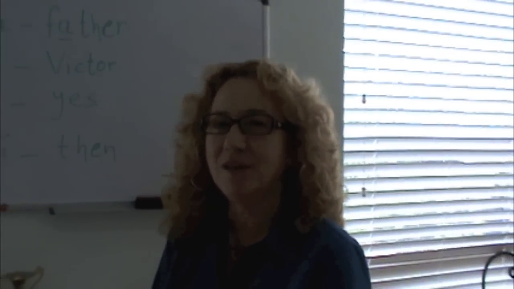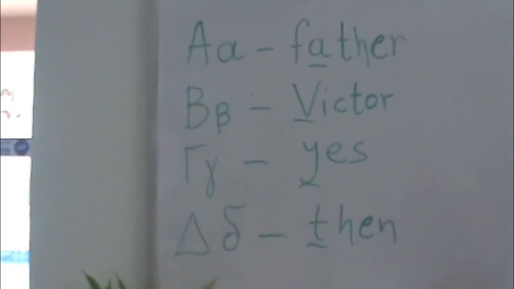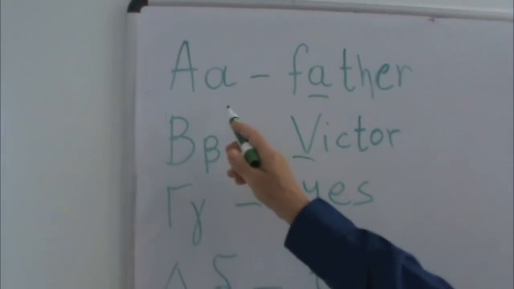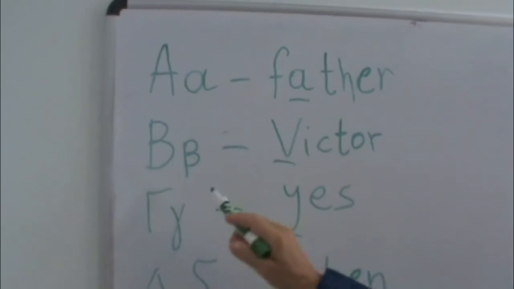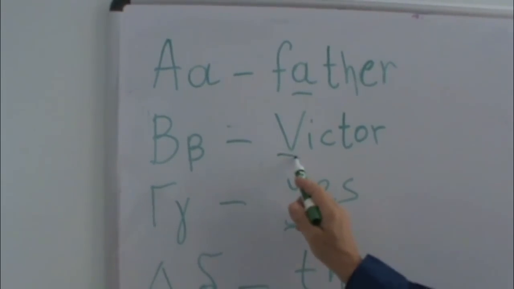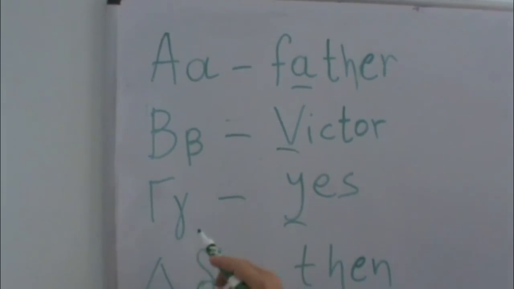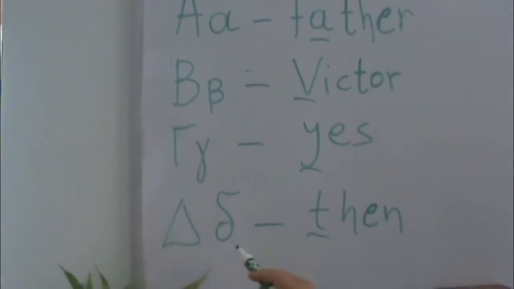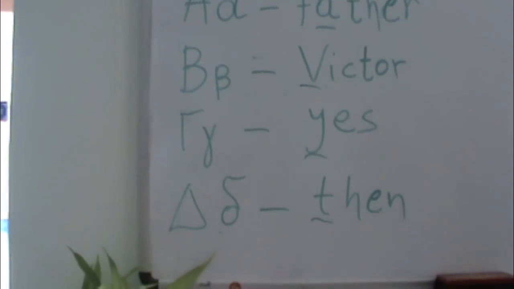Hi, my name is Vicky and today I'm going to show you how to write and read in the Greek language. We are beginning with the alphabet. Alpha, A as in father. Vita, V as in Victor. Gamma, G as in yes. Delta, D as in then.